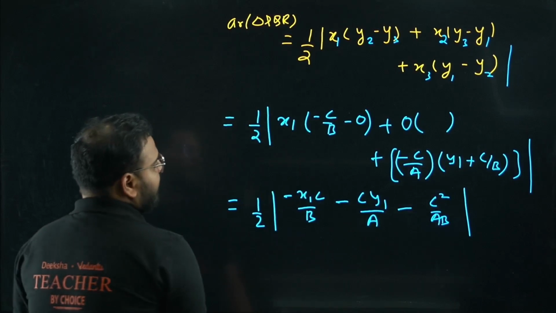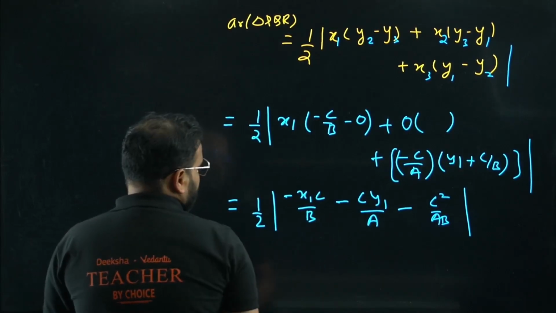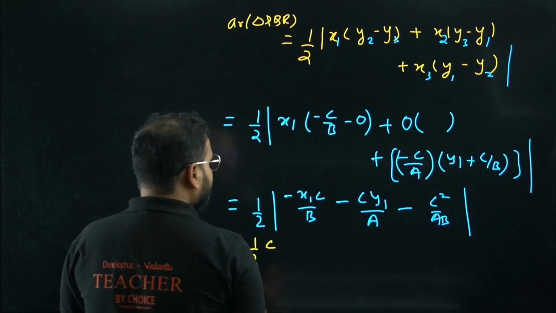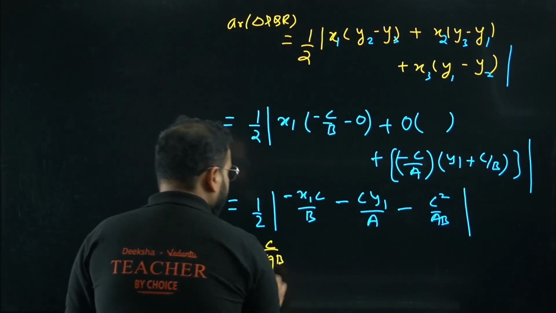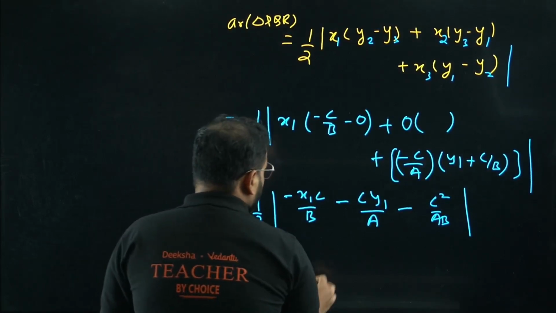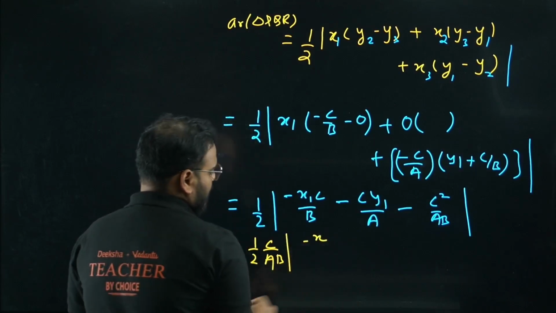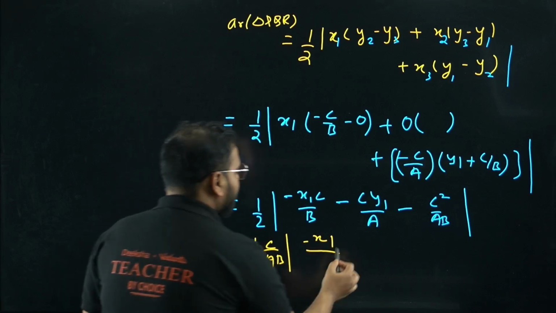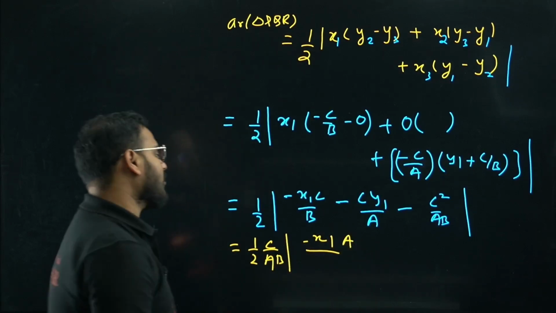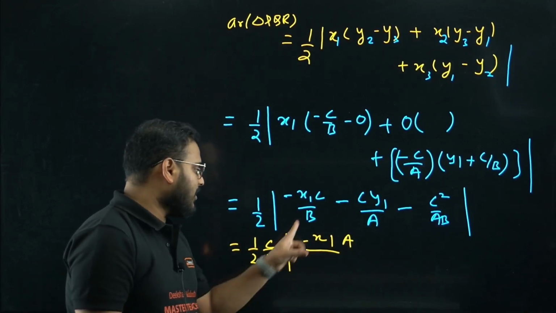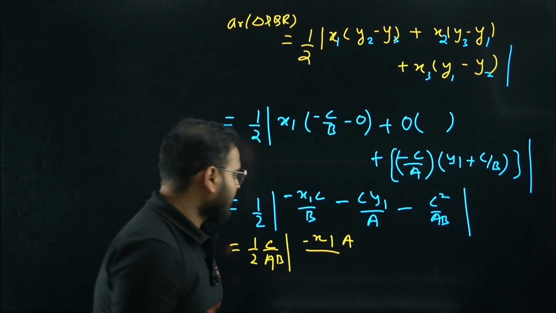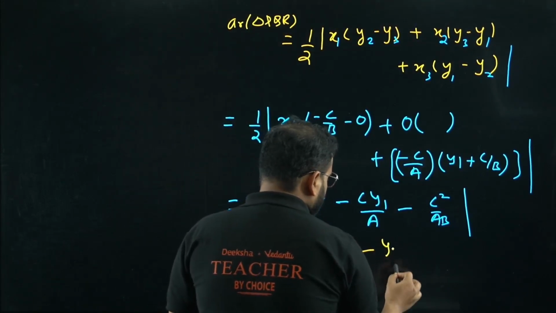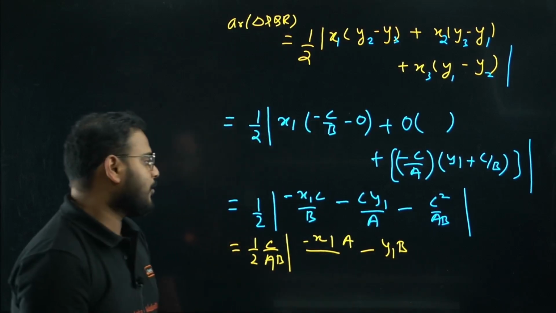Do one thing. Take c here. 1 by 2 is already there. Take c common and take ab also common. What will happen? You will have here minus x1 by... So you're taking ab common, right? You have to multiply here with a. Think about it. If you cross multiply, what will happen? A and a will cancel, and you have only b left in the denominator. Same way over here, you'll have minus y1 b. Correct, no? Okay.